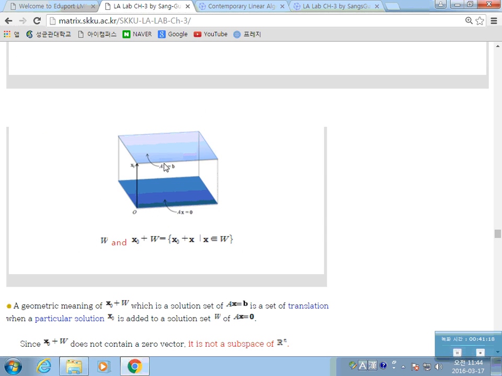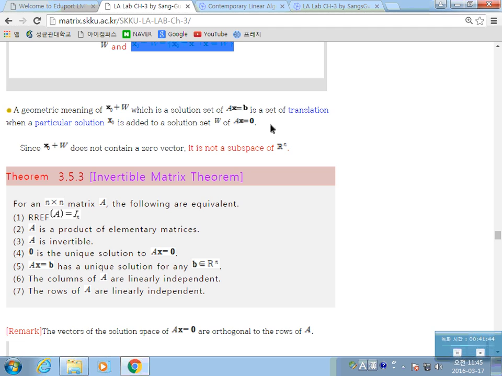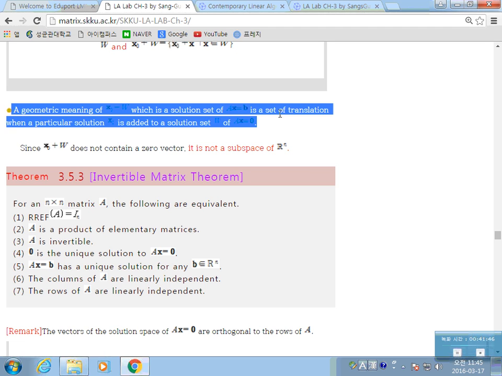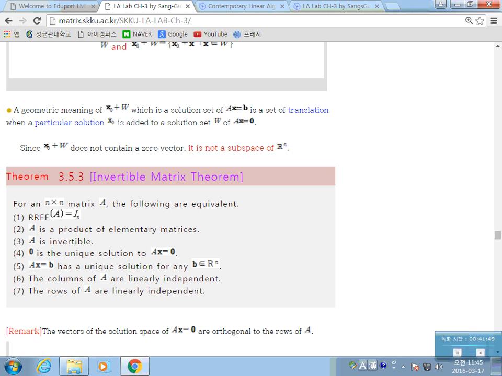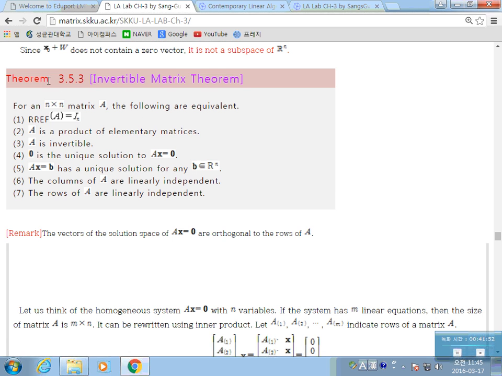If we have AX is equal to B, then find the solution space of AX equals 0, which is W here. And find one particular solution that satisfies AX0 is equal to B. Then set X0 plus this solution space to form this. This is the solution set for AX is equal to B. That's the way. Okay, I talked about the geometric meaning of it, the translation of this solution space. And this is the theorem that works.